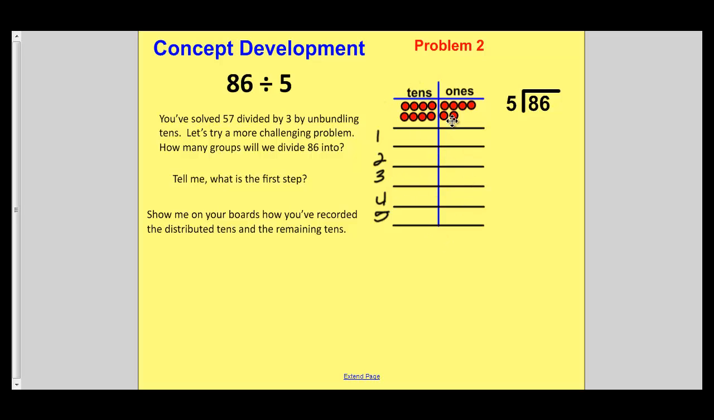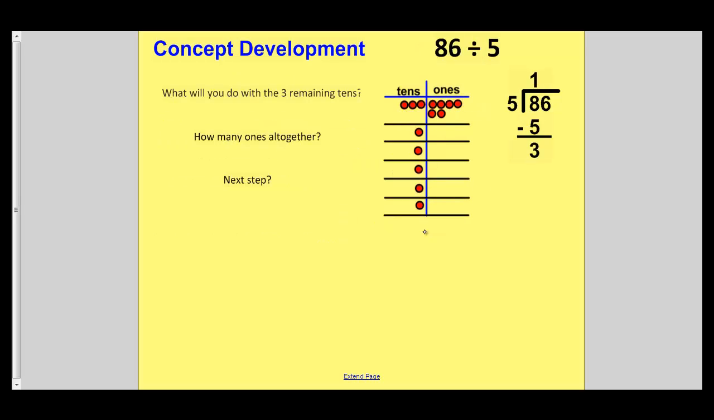So we're going to start by dividing the tens. So I want you to go ahead and distribute the tens into 5 groups and see what you get. All right, you should have had 1 ten in each group with 3 tens left over. So 1 times 5 is 5, and I have a remainder of 3. That's why I have 3 left over here in the tens place. I have 3 here. So remember, I'm going to decompose these 3 tens by moving them to the ones place.